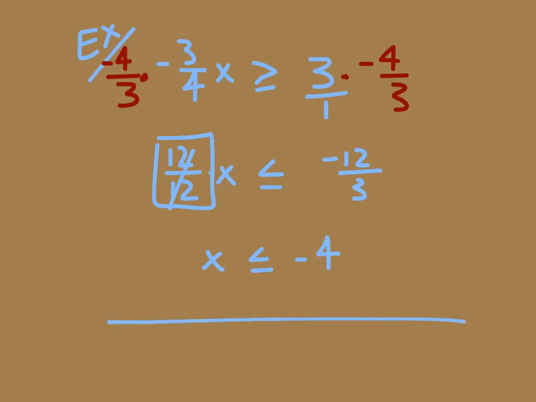From here, you want to draw your graph. Here's 0. Here's -4. x is smaller than or equal to -4. Small means we go to the left. I have a closed circle because we are less than or equal to, and I'm going to shade that to the left. And that's what I got.